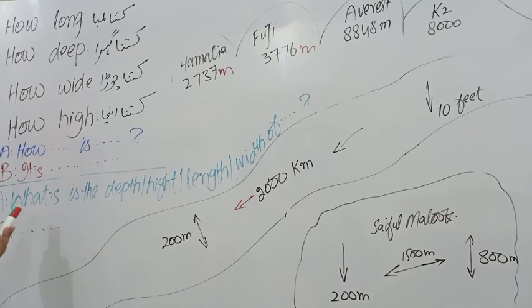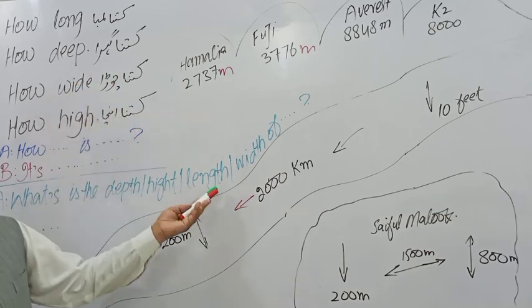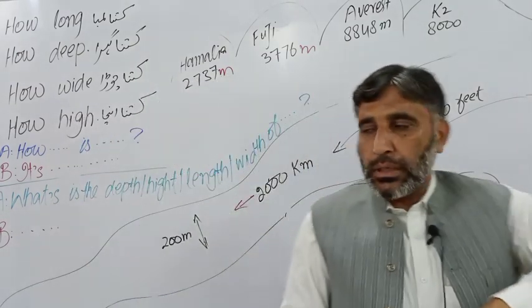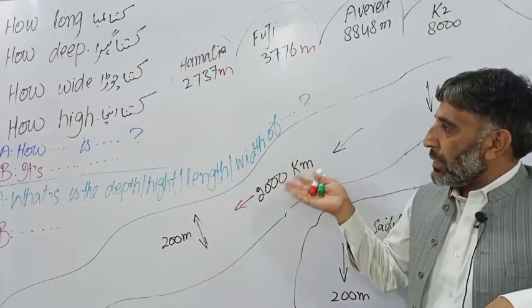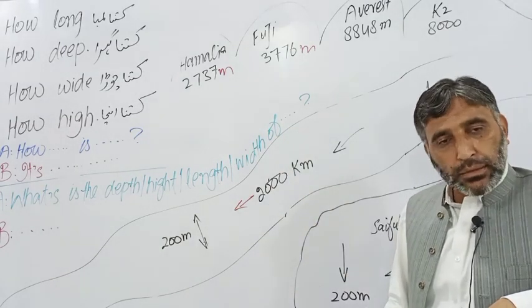And the second way is: what's the depth of this well, what's the depth of this pond, what's the depth of this river, this ocean. What's the height of this wall, what's the height of that valley, what's the height of this mountain. And similarly, what's the length of this river; how long is this river is equal to what's the length of this river. So in this way you should try to read this dialogue or this map again and again and try to learn about the length, depth, height and width of different things.